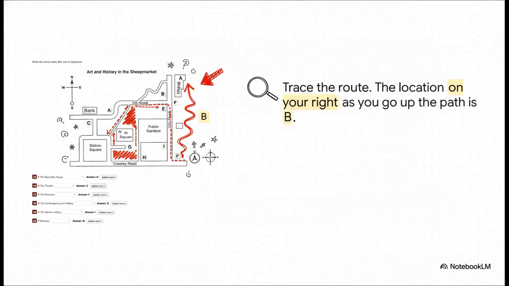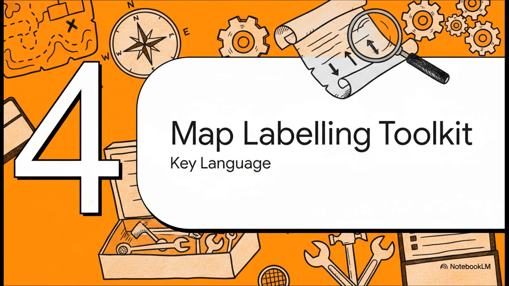Okay, the directions state we start at Crawley Road, then go up through Station Square. From there we head east along Hill Road. Then we're told to take a small winding road turning off. You can see that little road heading north. As we imagine ourselves walking up that road, the building on our right is B. And there we have it, our final answer. So, there you go. We've successfully labeled the entire map.